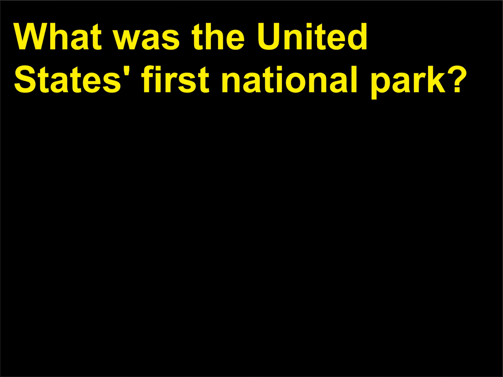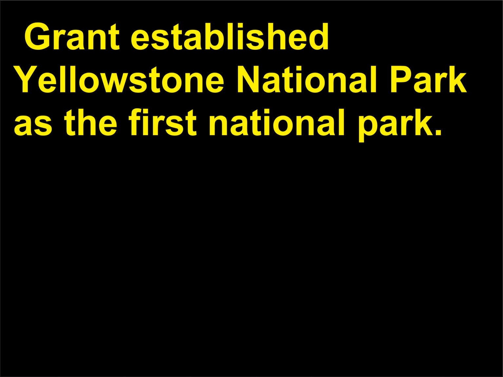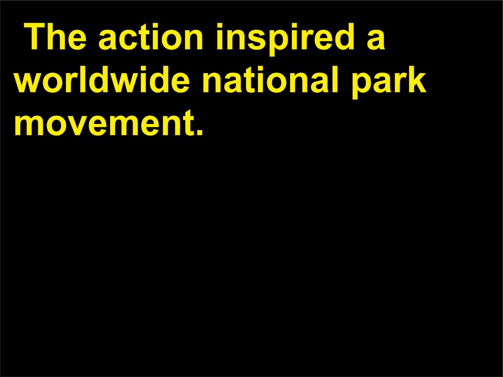What was the United States' first national park? On March 1, 1872, an act of Congress signed by Ulysses S. Grant established Yellowstone National Park as the first national park. The action inspired a worldwide national park movement.